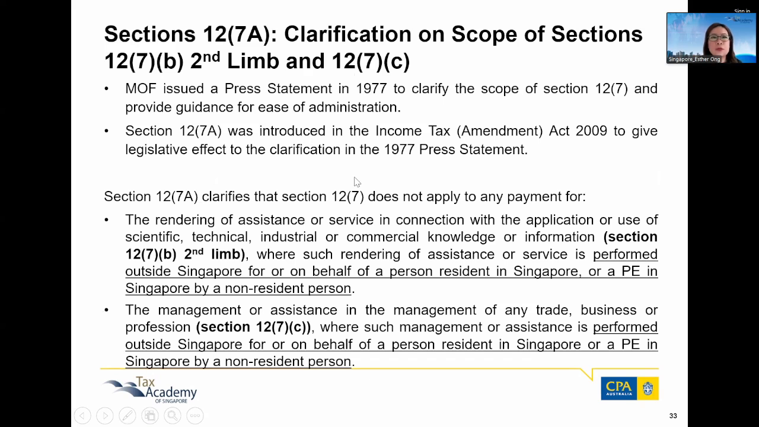So similar to Section 12.6, we also have Section 12.7A, which mirrors Section 12.6A, which talks about when services are provided outside Singapore, then it is not subject to withholding tax. All these are in line with our territorial basis of taxation, where only income sourced in Singapore is subject to withholding.